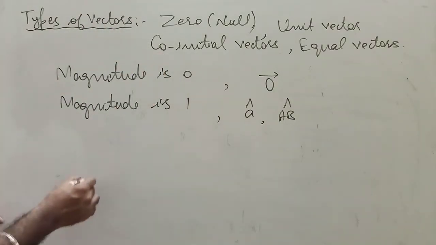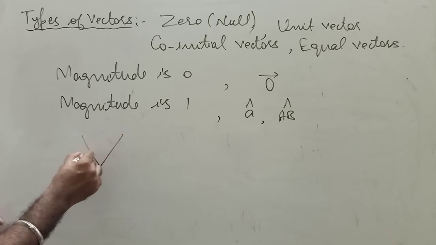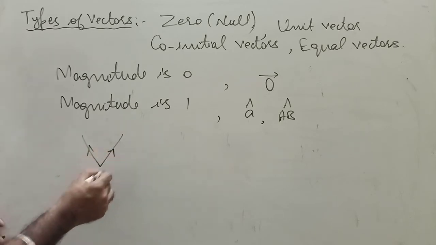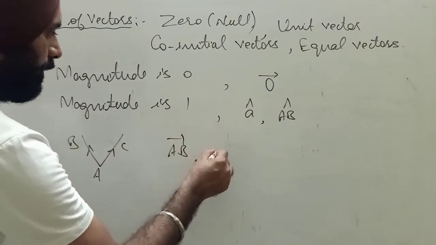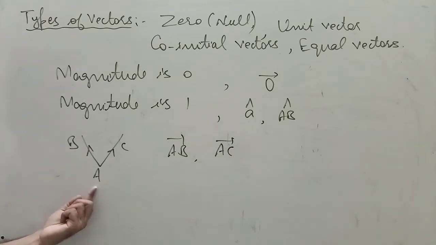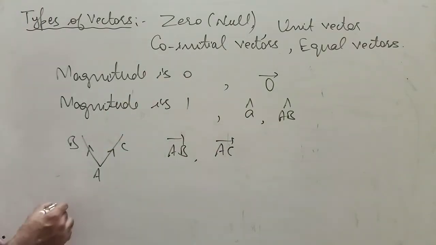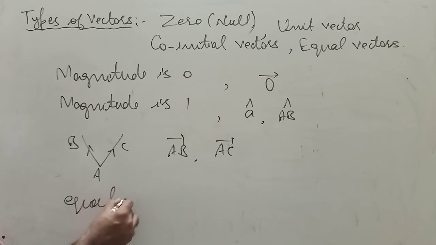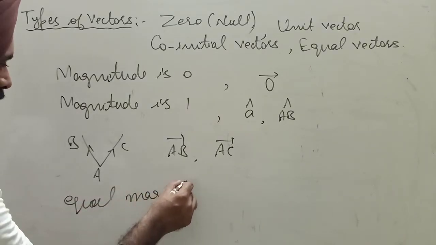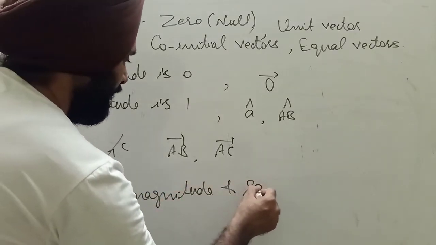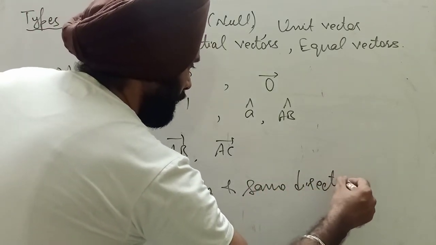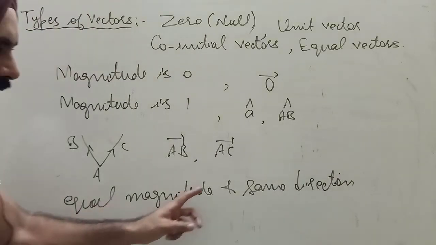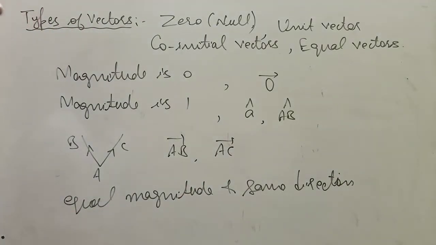Co-initial means that they have the same initial point. Let us take AB and AC. So there is one vector AB and the other vector is AC. They have the same starting point. Equal vectors: equal magnitude and same direction. If two vectors have the same magnitude and the same direction, then those vectors are called equal vectors.